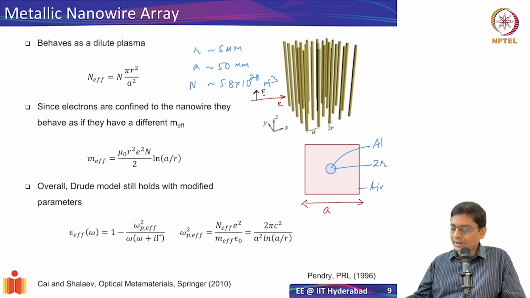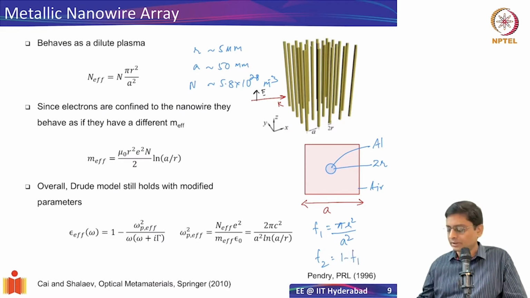So in that case, my fill fraction F1 is going to be simply the area of the aluminum. I'll call it 1, so material 1. So that will be pi r square divided by whole a square. This is my fill fraction for the metal. And of course, I can define the fill fraction for air as well, which will be simply everything else excluding the metal. Since there are only 2 materials, F1 plus F2 is going to be 1. So basically, this is going to be 1 minus F1. So this is the fill fraction for air.